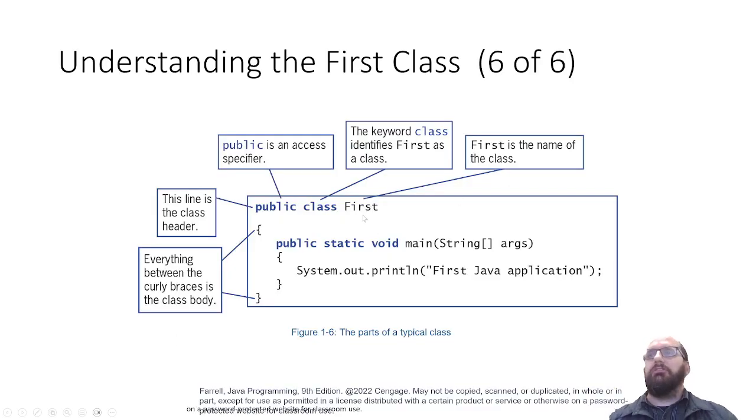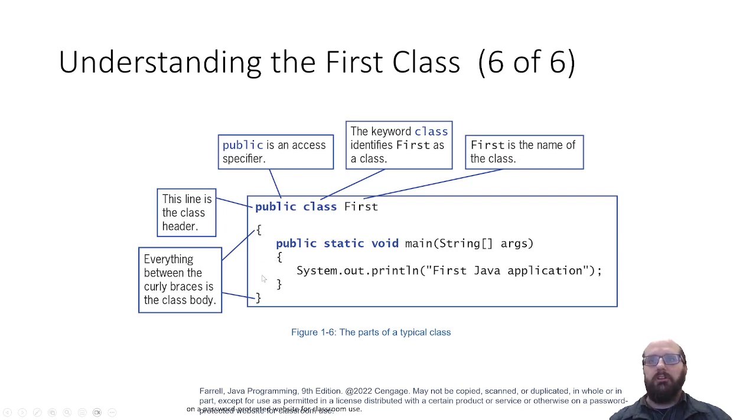So let's look at the first class. This is what it looks like. Public class First. The line is a class header. That has to match the file name. Public is the access specifier. This is public to the world around us. The keyword class identifies First as a class. First is the name of the class.